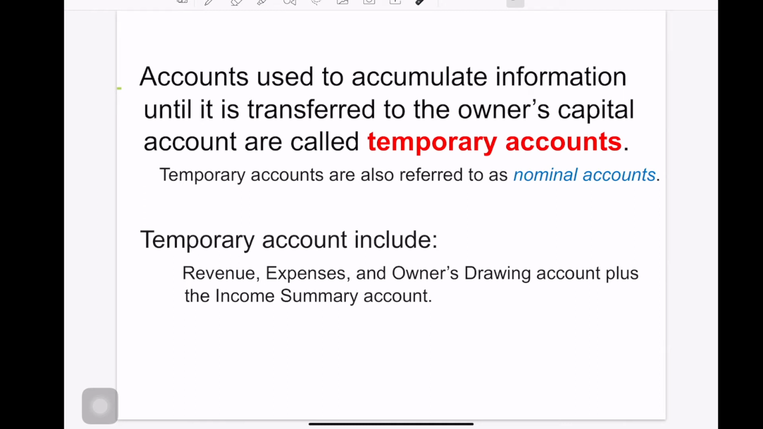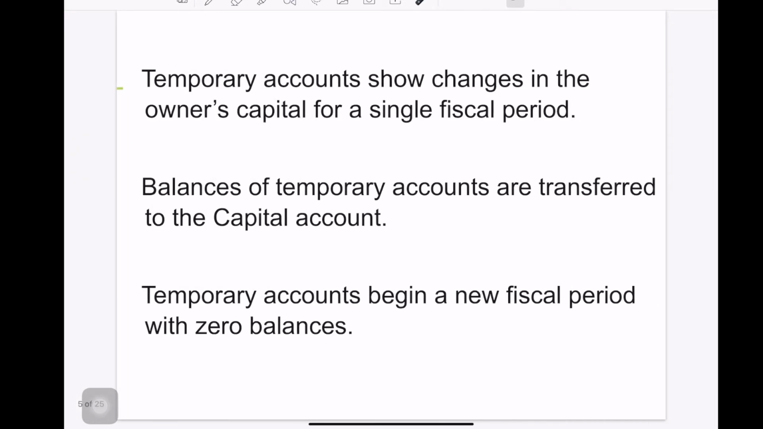Again, these are called temporary accounts because they are going to contain money in them. You're going to accumulate money in them, such as your miscellaneous expense and your sales account, and then eventually you're going to empty those accounts and put them into your owner's capital account. They're just going to contain the money for the fiscal period, and then you dump them into your capital account.